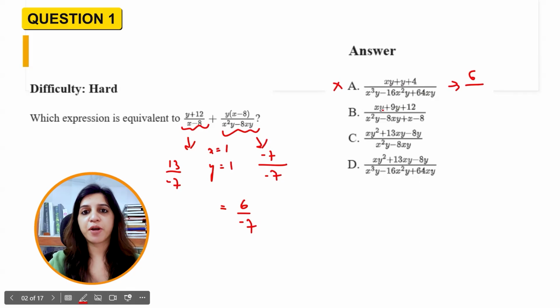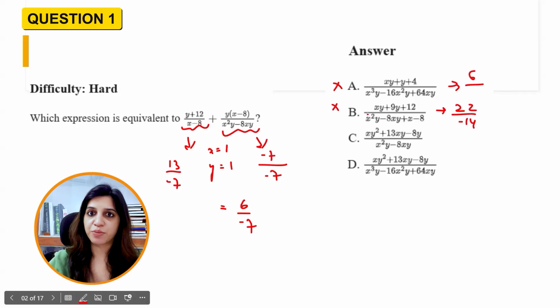Second option: if I put 1 in the place of x and y, the numerator becomes 1 plus 9 plus 12, so that's 22. I don't think it's going to simplify to 6, but let's see. The denominator becomes 1 minus 8 plus 1 minus 8, so minus 16 plus 2, minus 14. No, I don't think so. Let's move to the next option. 1 plus 13 minus 8, so that's 6. What about the denominator? 1 minus 8, also minus 7. This seems to be possible. Yes, this might be the correct answer after all.